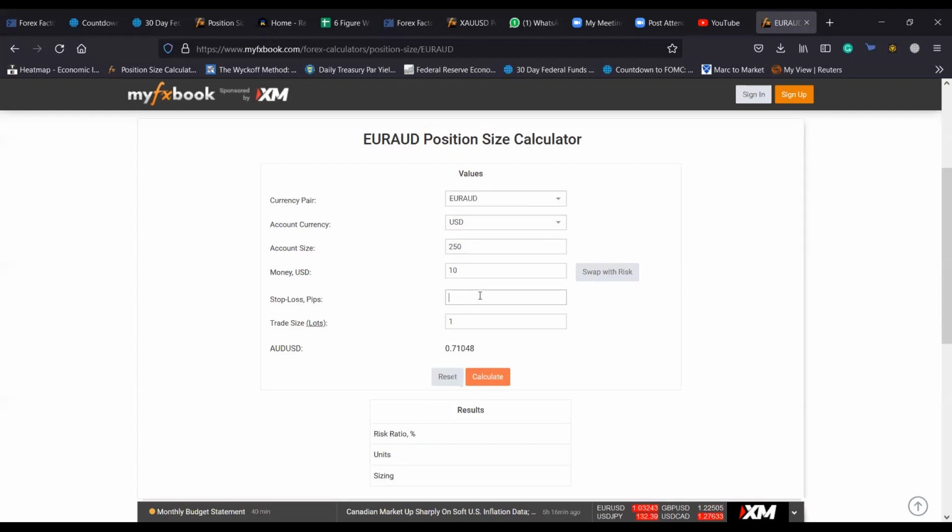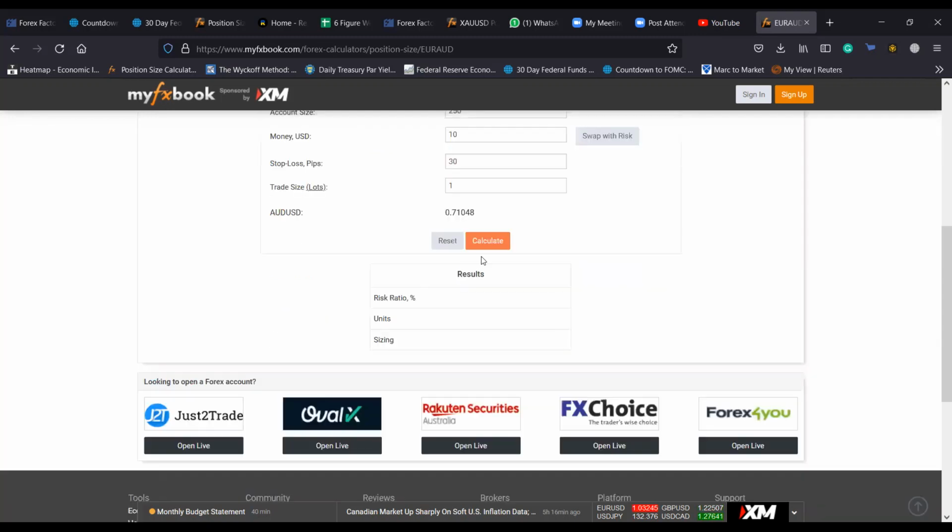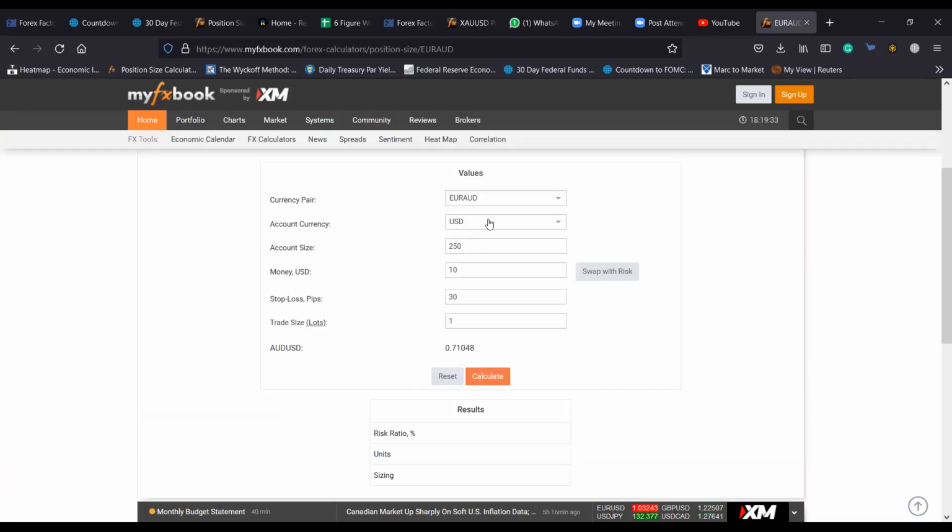So let's say the stop loss on that trade is 30 pips, for example. 30 pips. So I'm risking $10 on a Euro Australian dollar trade, and the stop loss is 30 pips. So what lot size am I going to use? That's the essence of this calculator, to help you with the lot size to use for that trade, so that you will not risk more than $10 if the trade goes against you, for example.